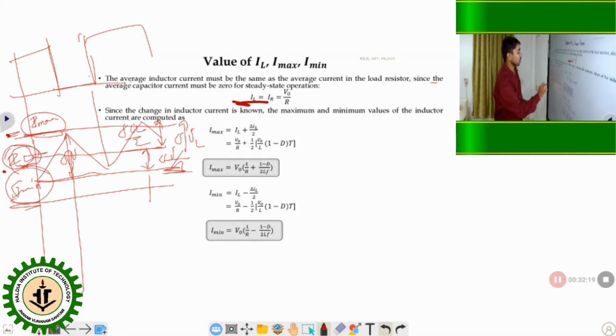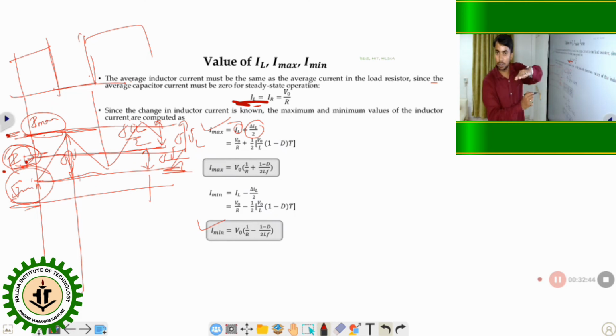Why del IL by 2? Is it clear? Because it is the load current and it is the maximum, and the total deflection is del IL, so half will be del IL by 2. If we add IL plus del IL by 2, we can get I maximum. So I maximum is IL plus del IL by 2. Now what is that IL? The load current. Load current is equal to V naught by R.